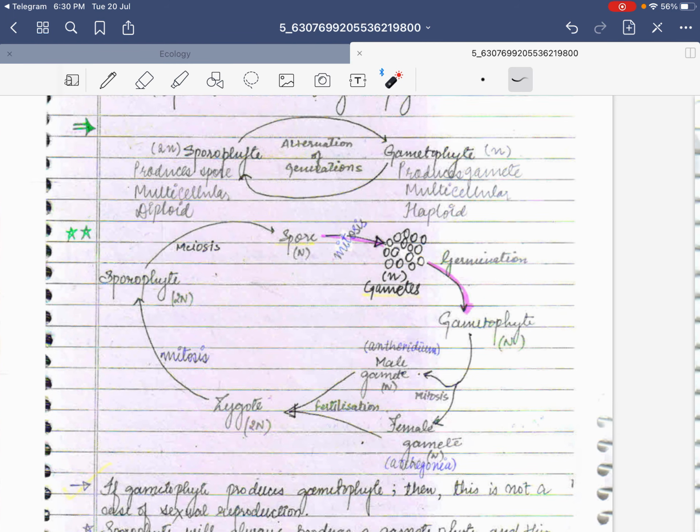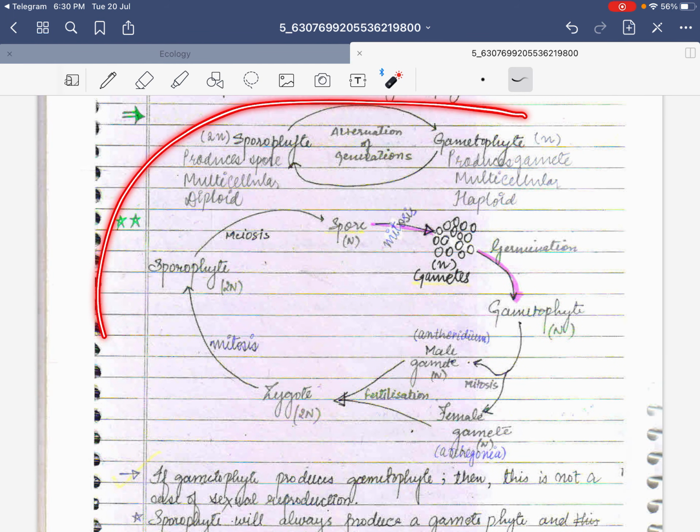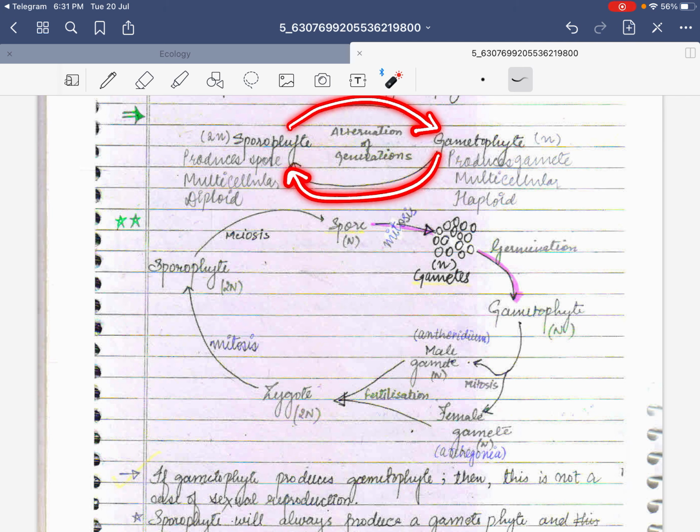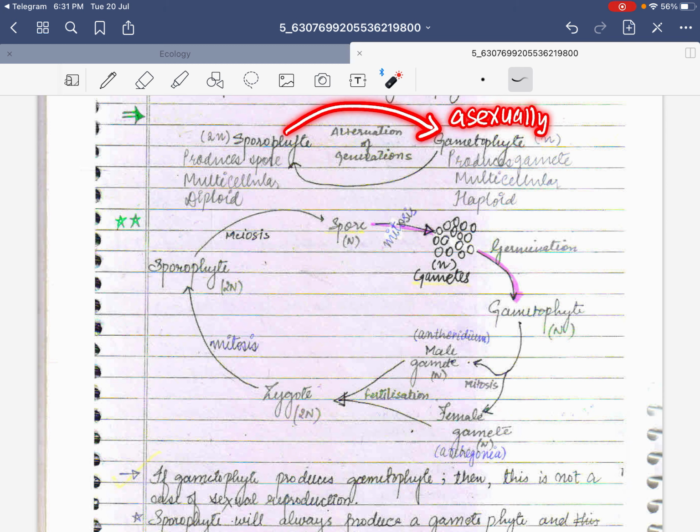Let's continue. What exactly is the life cycle of a plant? I just told you that the sporophyte and the gametophyte undergo alternation of generation. A sporophyte forms gametophyte and a gametophyte forms the sporophyte, right? The sporophyte forms the gametophyte asexually by the formation of spores, and the gametophyte forms sporophyte sexually. This results in the alternation of generation.